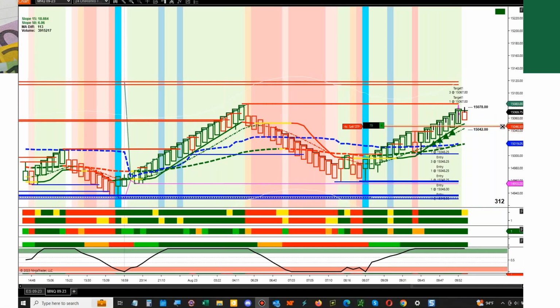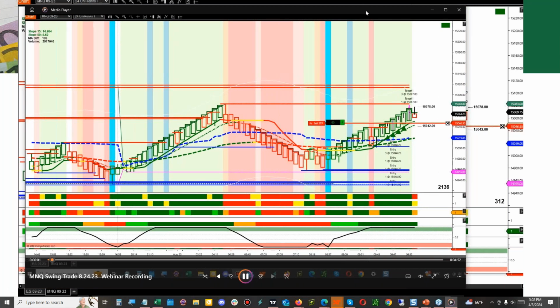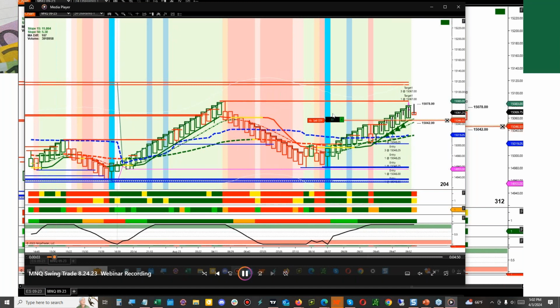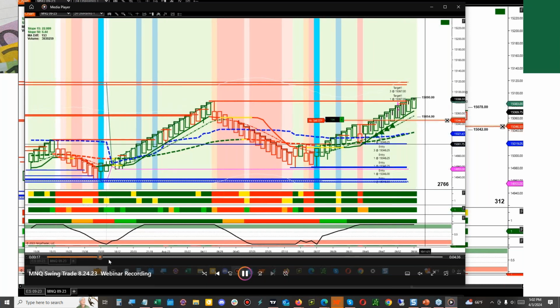Here's a trade that was taken, and I was watching this, and I got my first profit target, and I'm thinking this is going to go way up. I just said, I'm going to record it. So I recorded it after the first profit target. So I'm going to fast forward.